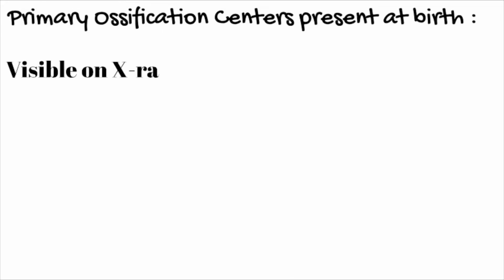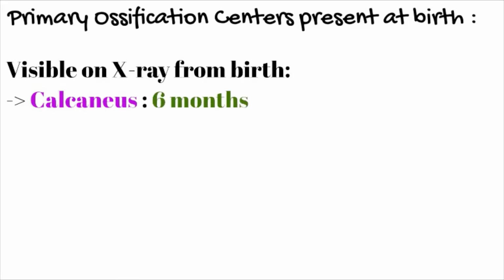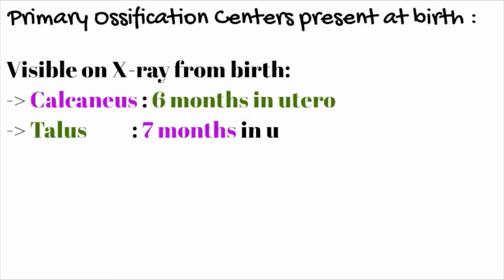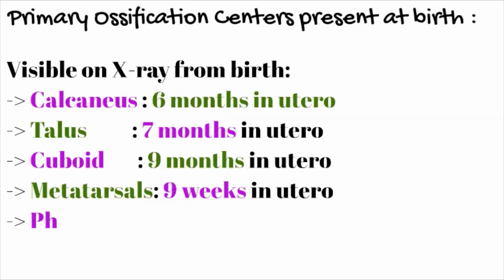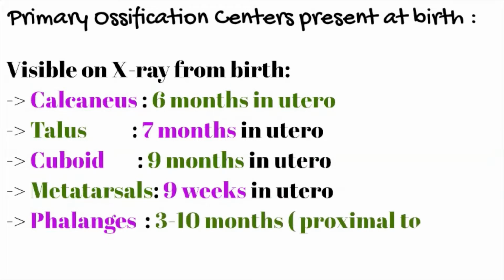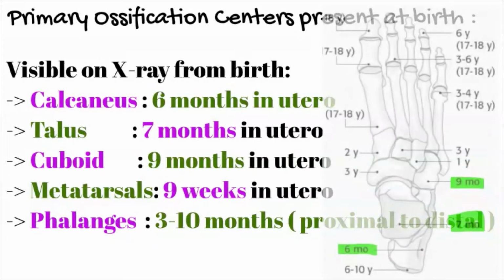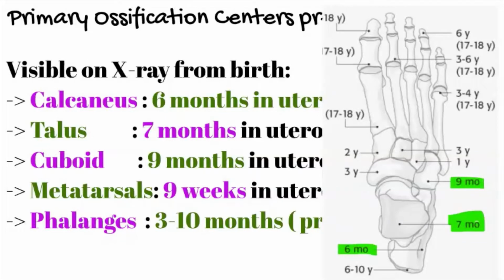Visible on X-ray from birth: the calcaneus at 6 months in utero, the talus at 7 months in utero, the cuboid at 9 months in utero, metatarsals at 9 weeks in utero, the phalanges at 3 to 10 months, starting from proximal to distal. This picture illustrates the ossification centers of the foot, already highlighted in green for our answer.